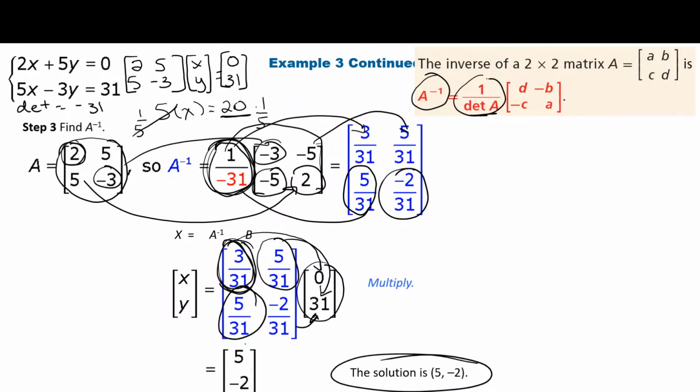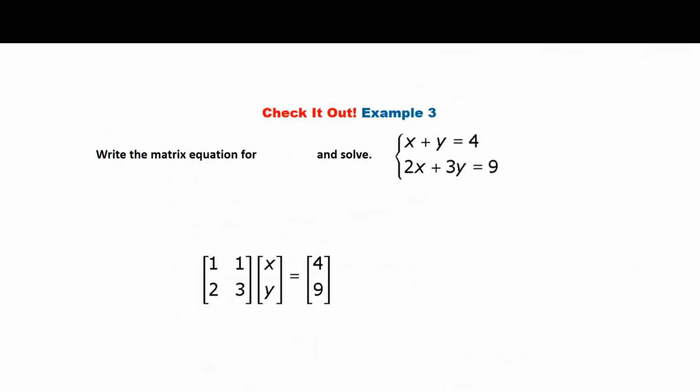All right. Okay, here's one for you to try on your own. Why don't you turn the video off for just a minute and give it a try, see how you do, and then turn it back on and let's go from there.